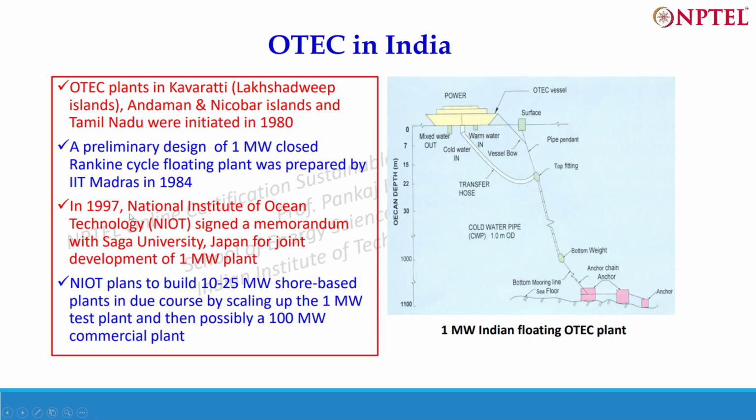In 1997, the National Institute of Ocean Technology signed a memorandum with Saga University, Japan for joint development of a 1 megawatt plant. NIOT plans to build a 10 to 25 megawatt shore-based plant in due course by scaling up from the 1 megawatt testing plant, then possibly a 100 megawatt commercial plant. So this is how it will work. Similar concept, everything: hot water, then cold water.